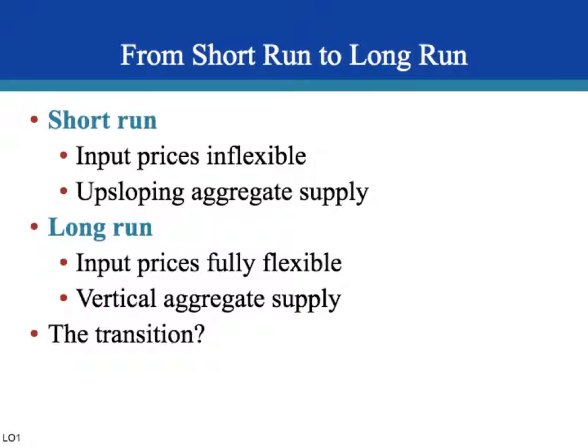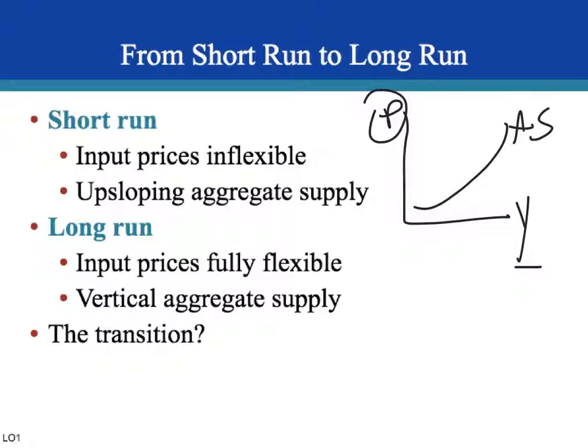Okay, so in the short run, aggregate supply is sloping upward. This is the overall price level in the economy. This is real GDP. And aggregate supply is sloping upwards, and we assume that input prices are inflexible. So remember, inputs are what are used to make the output. So if the output is, for example, a cake, then the inputs would be the wages of the workers, and then the supplies like the sugar, the butter, etc. And in the long run, we assume that input prices are fully flexible.